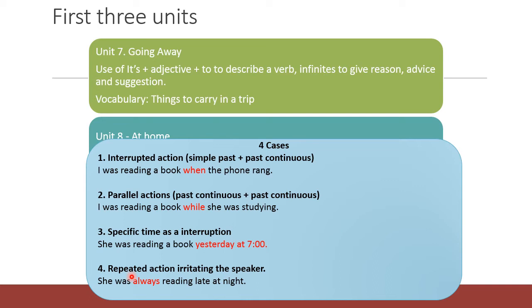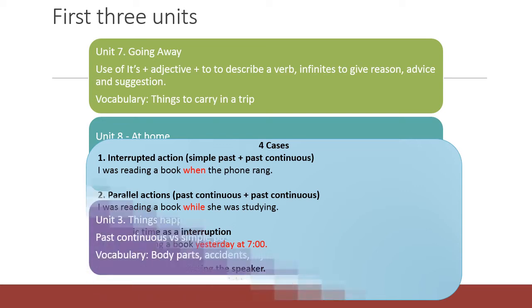And the last case, it's called repeated action irritating the speaker. She was always reading late at night. So here you're going to find words like always that shows the action was repeated in past many times, and this behavior caused someone to be irritated. Okay? So this is a short summary about Unit 7, 8, and 9.